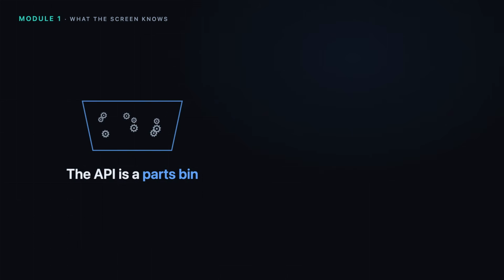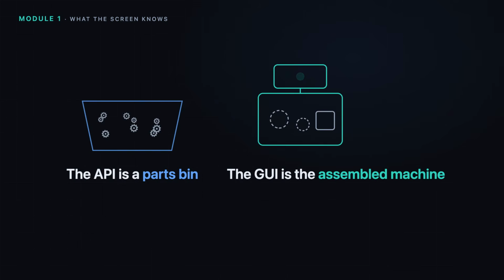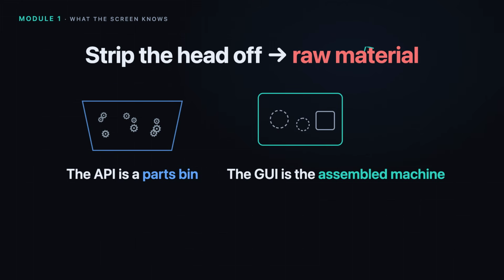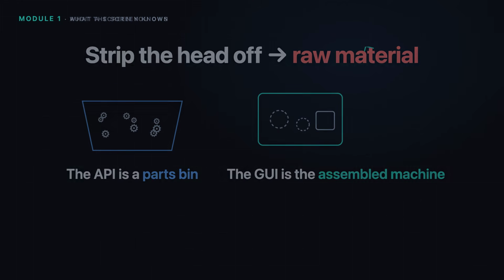The API is a parts bin. The GUI is the assembled machine. And that's why "just use the API" has always been harder than it sounds. Strip the head off, and what's left isn't the application. It's raw material. You don't have to take that on faith, because you can audit it on any screen you own.